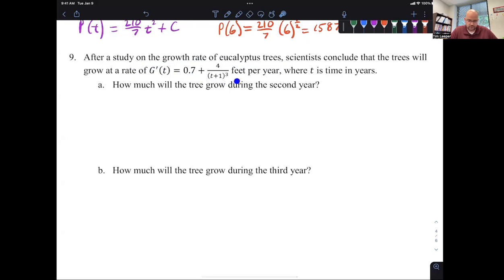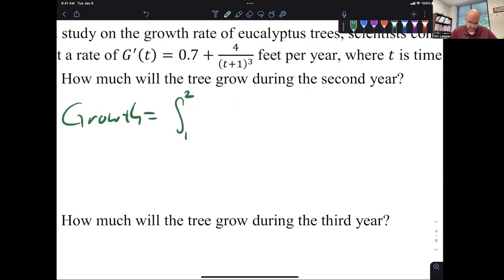A, how much will the tree grow during the second year? Now, t is the time in years, right? So for the overall growth in the second year, the growth would be the integral from the first year to the second year of your growth rate function, which in this case is 0.7 plus 4 divided by (t plus 1) cubed dt.